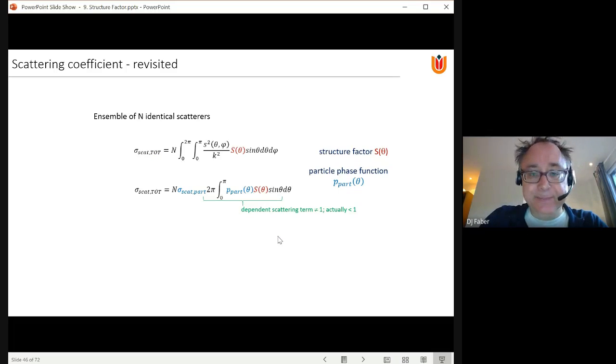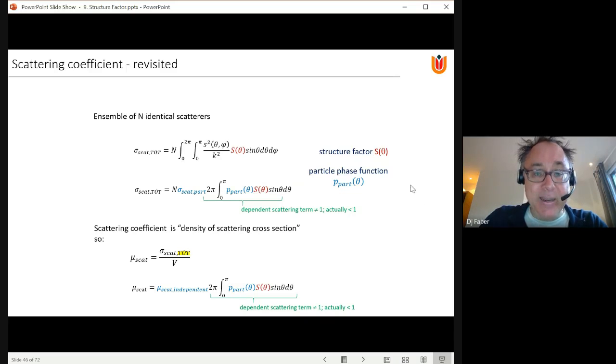That is the same slide. So that was the total scattering cross section that now has this correction term. That means that for the scattering coefficient, which was the density of scattering cross section, so we divided by volume V, that term of course just carries over, and then n divided by V is the density rho. Rho times the scattering cross section of a single particle would be the scattering coefficient that we would find when no interferences are present.